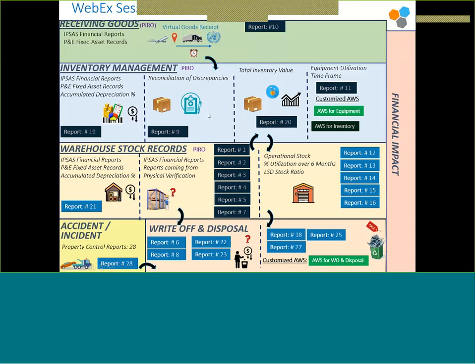So I'm starting from the mind map, so we understand what we have covered so far and what's pending. The reports in black font are the ones that we have covered so far. Mostly, I think we are halfway through, Brian, more or less, right? In this afternoon's session, the reports that I will try to cover will be AWS for equipment and report number 21 on the accumulated depreciation, especially for fixed assets in the warehouse in stock records.